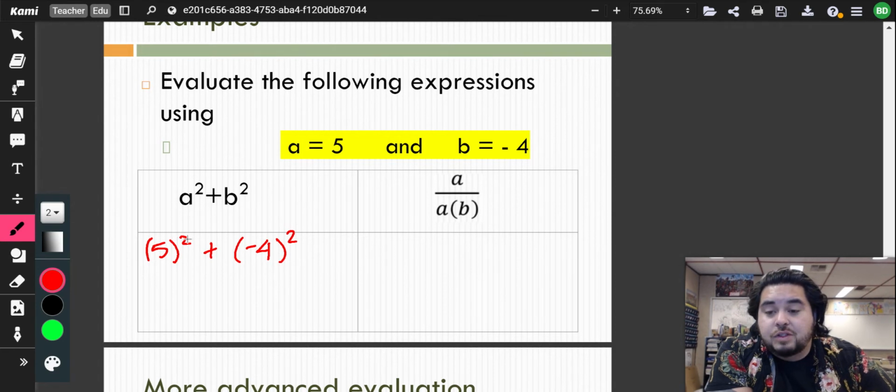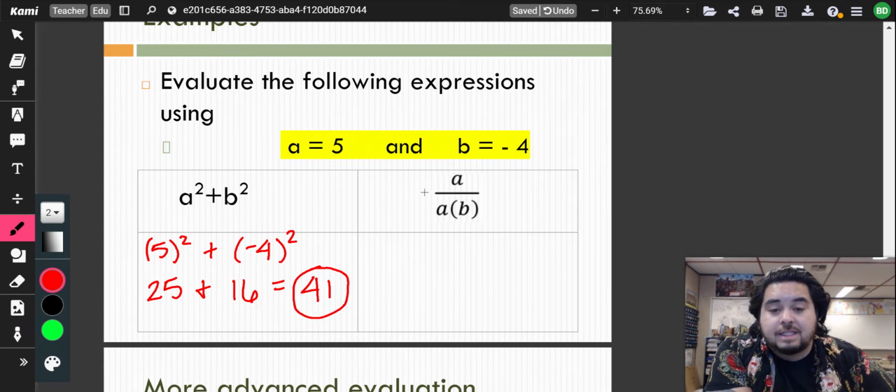So 5 squared means 5 times 5, not 5 times 2. 5 squared is 5 times 5, which is 25. And here we're not going to get confused. -4 squared means -4 times -4, which gives us a positive 16. Okay, we add those values together. 25 and 16 gives us a positive 41.